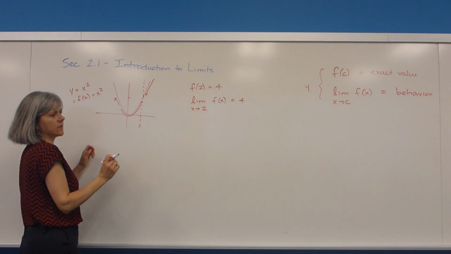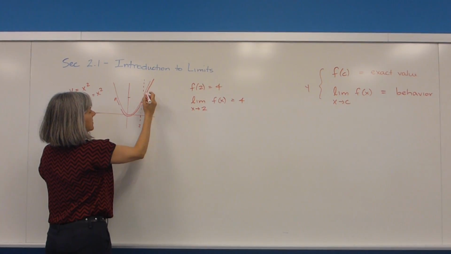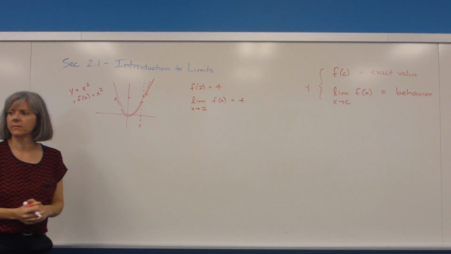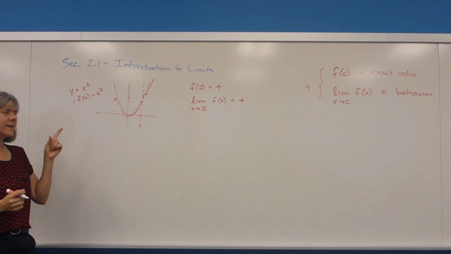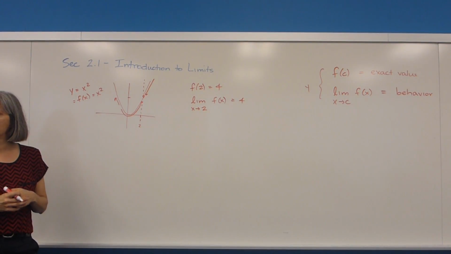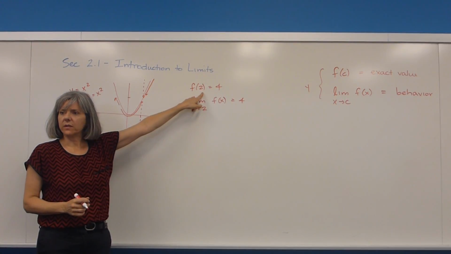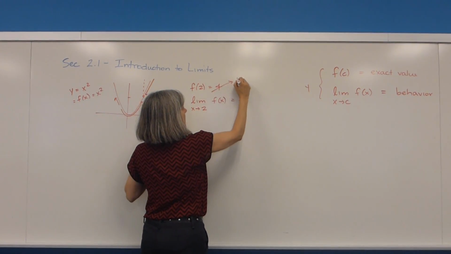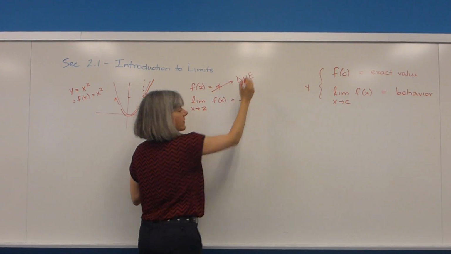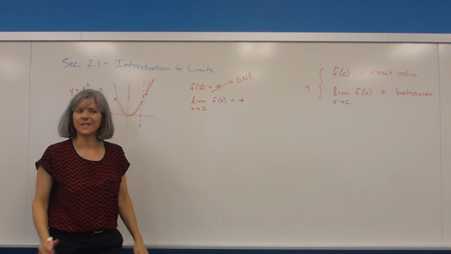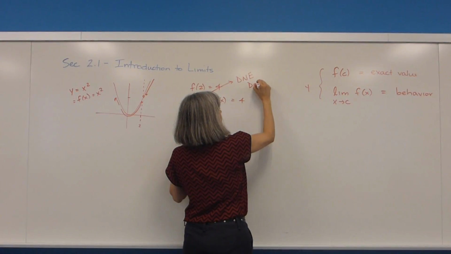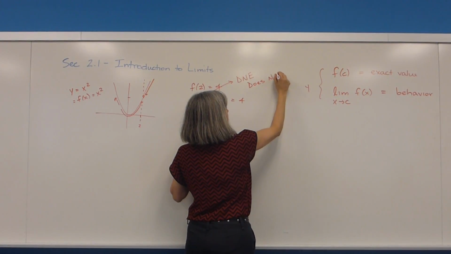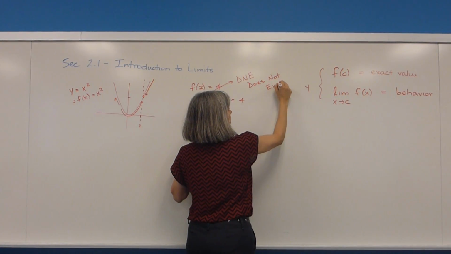So what happens if I do this? I put a hole right there at (2, 4). Does this value still exist? No, right? Does not exist. Let's go ahead and introduce that. If you haven't seen that before, that is short for does not exist. It is not defined because there's a big old hole in the graph.